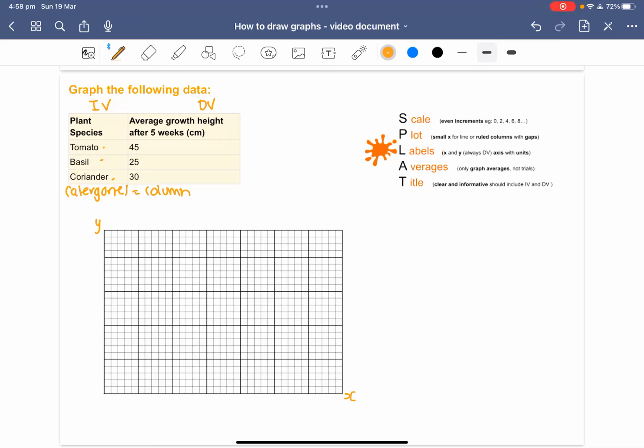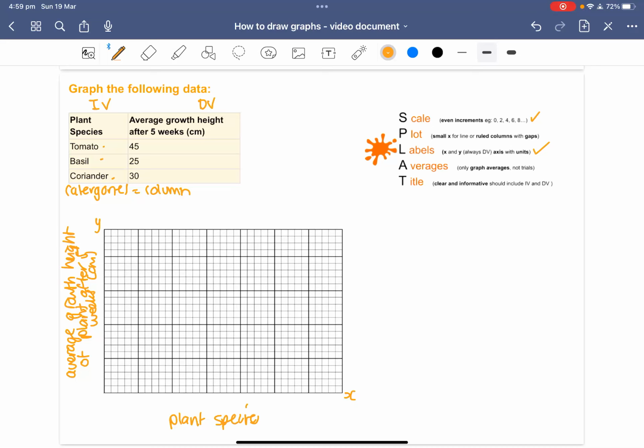On my y-axis, I'll have the average growth height of plant after 5 weeks in centimeters. So notice I put that in brackets, and then I'll put plant species down here. Okay, so we have labeled our axes with units. Now I'm going to create a scale for myself. So I'm making sure that it's even increments. So even for my bars, remembering that your bars have to have gaps.